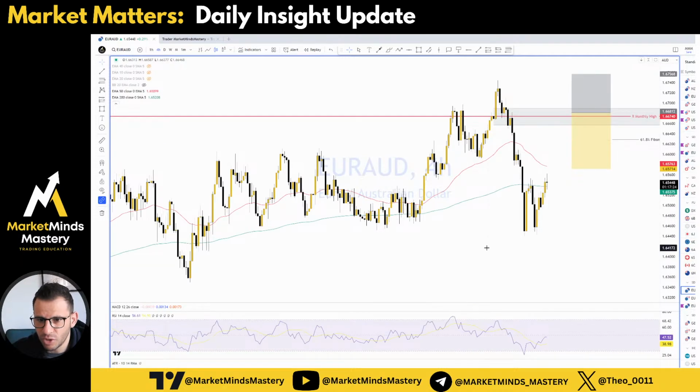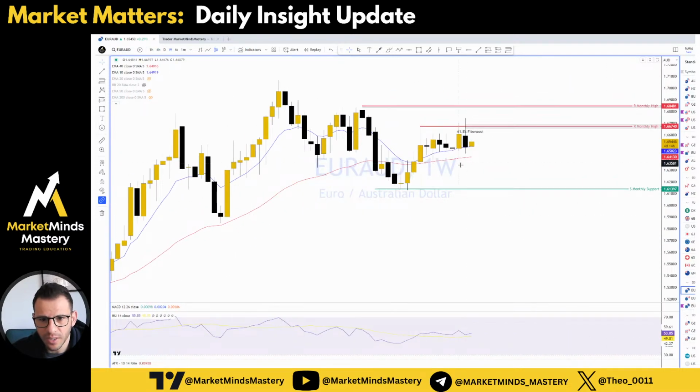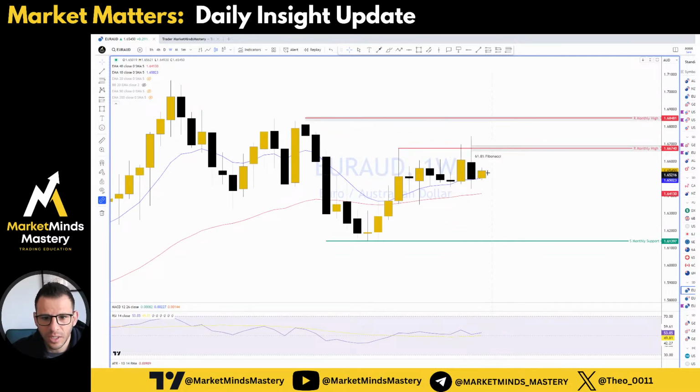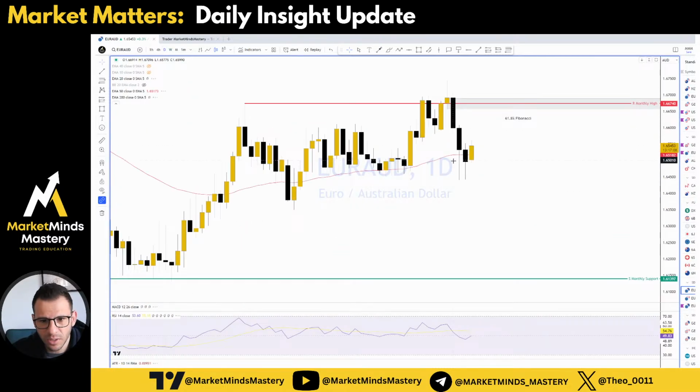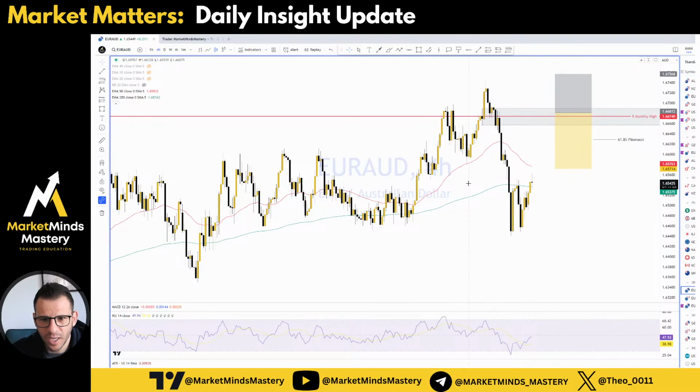Next one, Euro Australian dollar, guys. Price created a bearish engulfing on the weekly chart. You can see it here. So if this one is going to play out, I prefer to use the 4-hour time frame for this kind of execution. I like the fact that the price broke below the trend line as well, and also, most importantly, it made a new low.